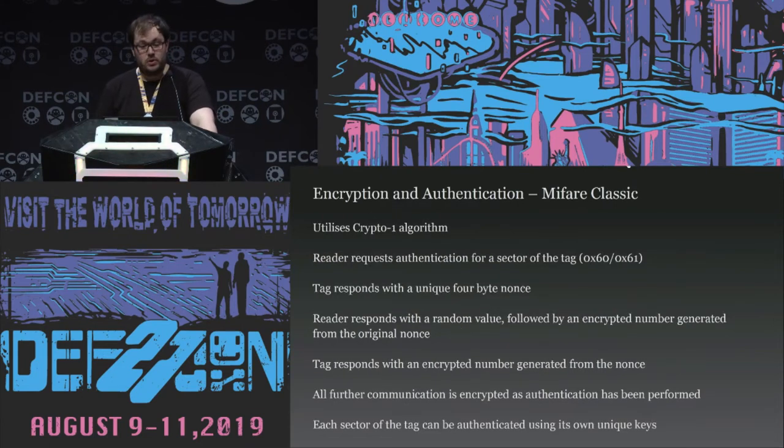Mifare Classic, which we're going to focus on quite a lot today because it's an old technology, but a technology that's used everywhere, uses the Crypto-1 algorithm that's often called the Crapto-1 algorithm for the fact that it's got very, very, very weak encryption, weak keying. Basically, the reader requests authentication. The tag responds with a 4-byte nonce. The reader responds with a random value followed by an encrypted number that's generated from that original nonce. And then the tag responds with another encrypted number from that data. Basically, it's a mutual authentication scheme where both the tag and the reader know that they both have the same key they're working with. All the further communication after this is encrypted in order to prevent an attacker from basically being able to read or write a tag even when they're not allowed to.